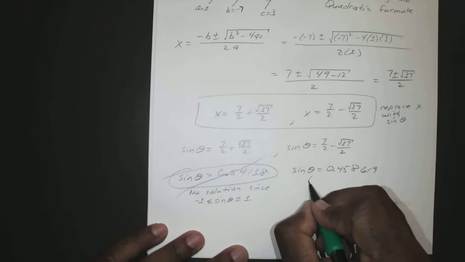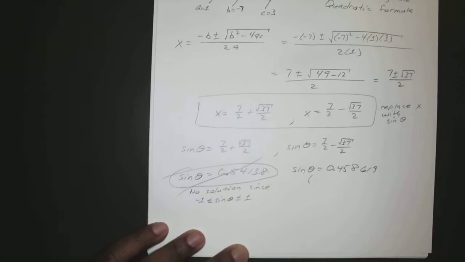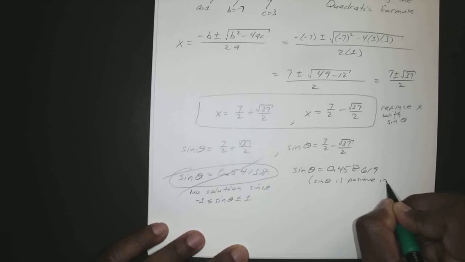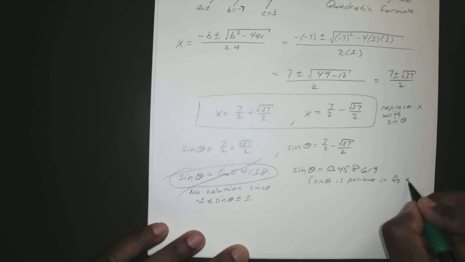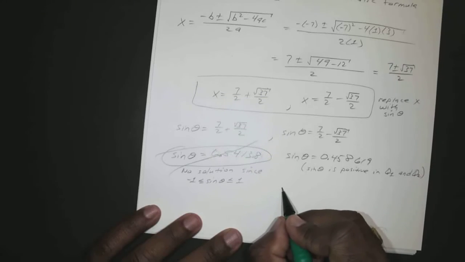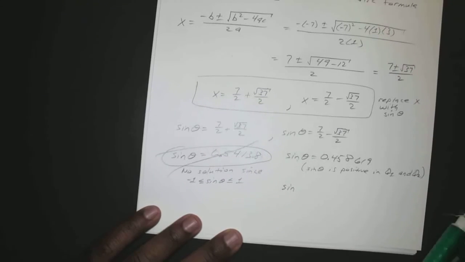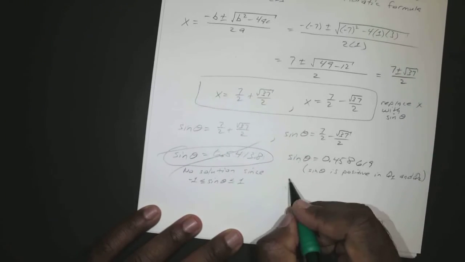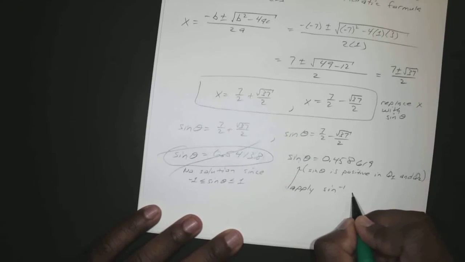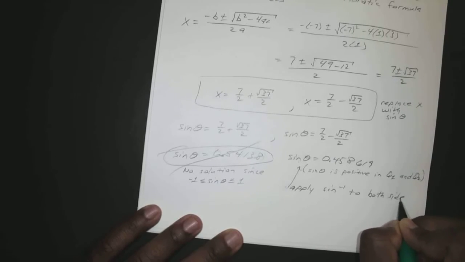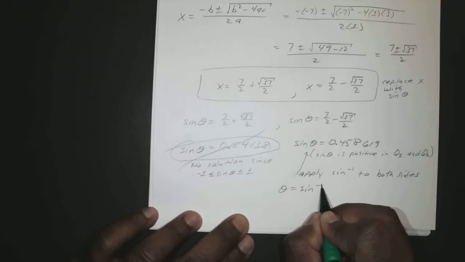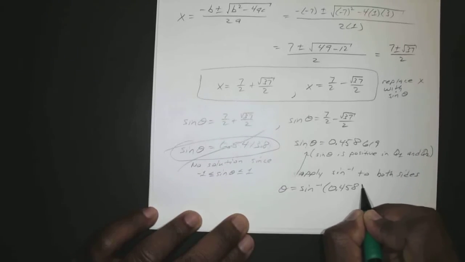Okay. So remember, sine theta is positive in quadrant 1 and quadrant 2. Okay, so if we apply sine inverse to both sides, the sine and sine inverse would cancel out here. So you have theta equals sine inverse of 0.458619.